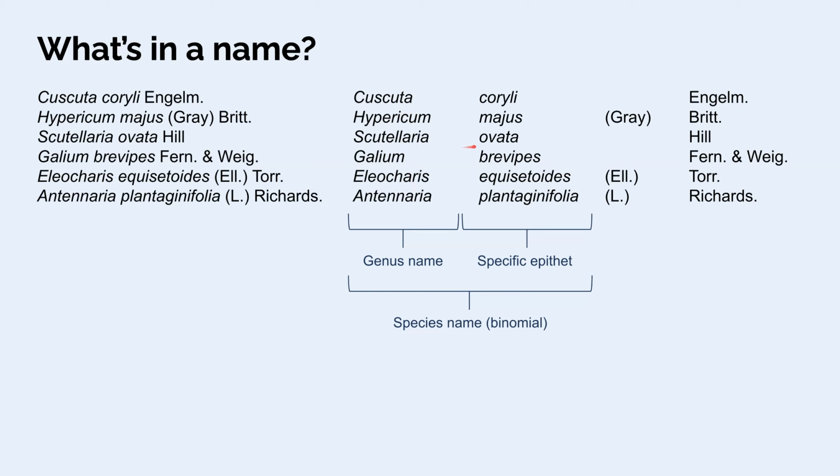And these names, as I said before, are regulated. They're strict. There should be only one name for a species. And if this is correct, the correct name for that species, that would be it. Scutellaria ovata is the species name.